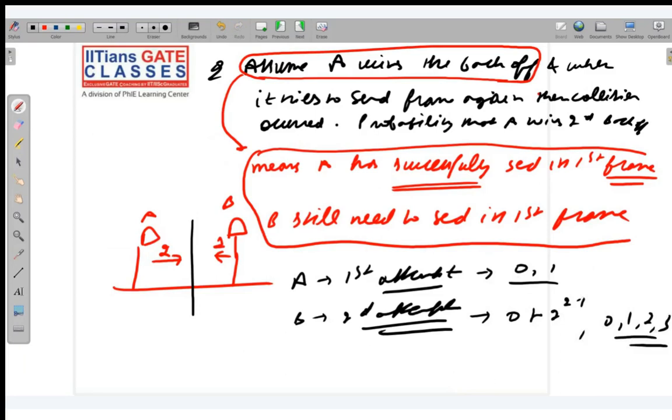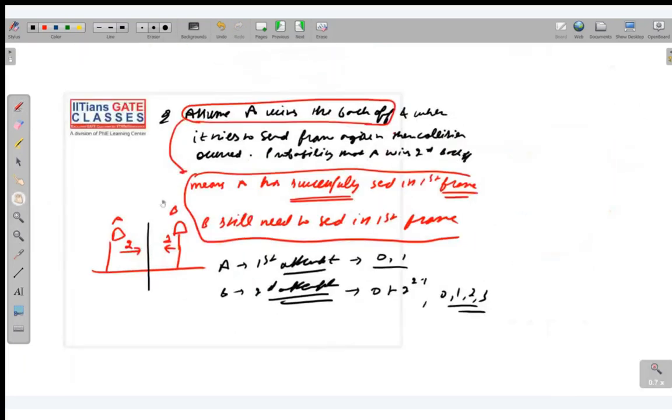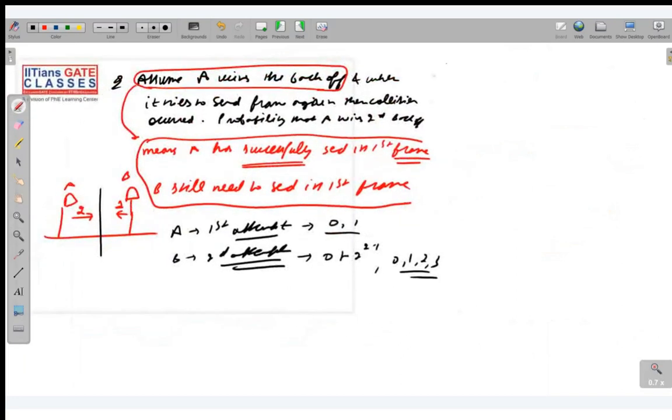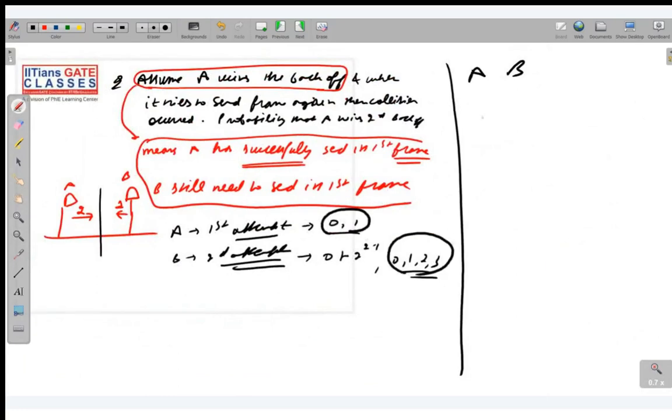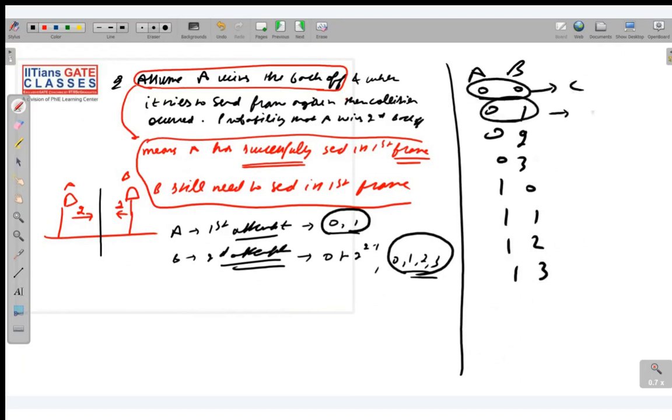Now we will try to establish the relationship. Now it is very easy. A's random number is either 0 or 1, but B's random number is 0, 1, 2, 3. So with 0 you write everything: 0 0, 0 1, 0 2, 0 3. Now with 1: 1 0, 1 1, 1 2, 1 3. Now see this, 0 0 means collision. 0 1 means A wins, and B has to wait. Sorry, this is the collision.